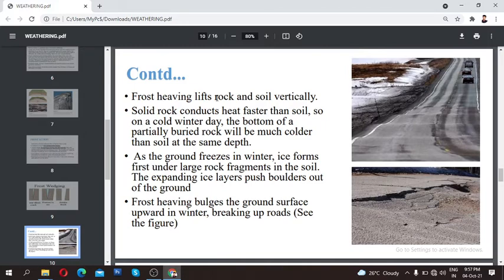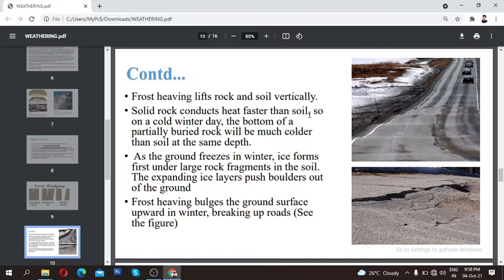This lifting of the terrain, or lifting of the rock and soil vertically, is known as frost heaving. The solid rock conducts heat faster than soil. So why does this lifting process occur? Because rock conducts heat faster than soil. In a cold place, the bottom of a partially buried rock will be much colder than the soil at the same depth. When we compare the soil and the rock, the cold temperature will be higher for the rock than for the soil at the same depth. That is the main reason why this bulging or heaving happens.